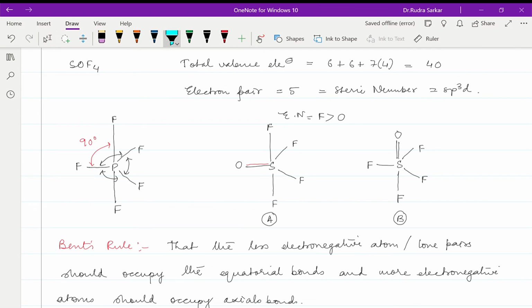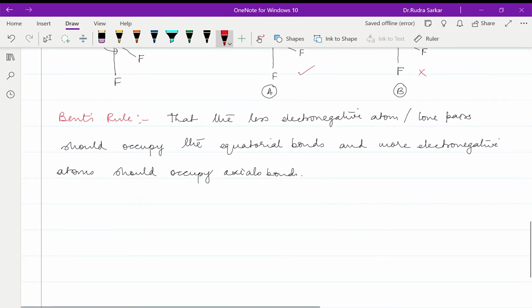Which are your equatorial bonds? These ones are your equatorial bonds. So oxygen can occupy any of these three bonds. Okay, there should be no confusion about that. And according to the rule, it should never occupy the axial bonds in this structure. Okay, so that being the case, we will say structure A will be our correct structure according to Bent's rule, and structure B will be the incorrect structure. Let's go for a few more examples.